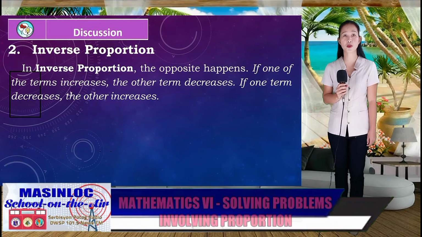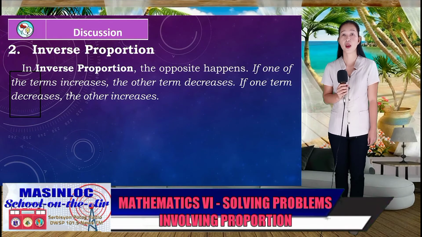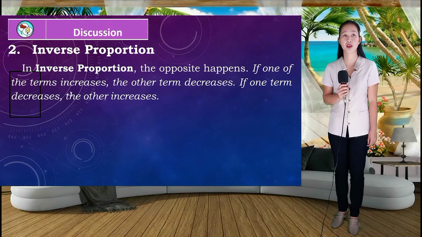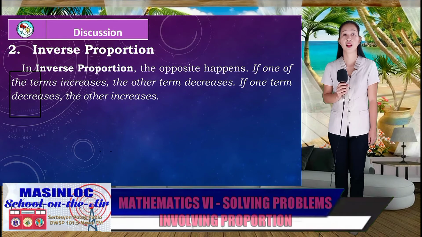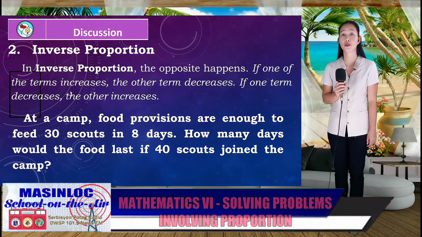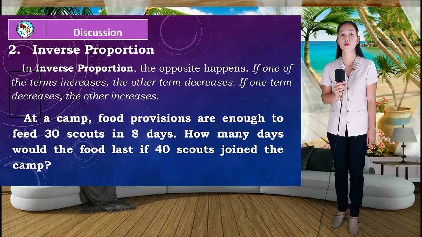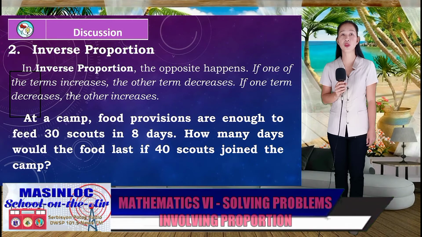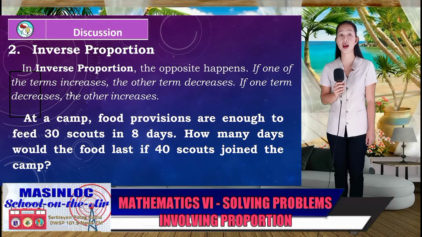In inverse proportion, the opposite happens. If one of the terms increases, the other term decreases. If one term decreases, the other increases. Let us analyze this problem. At a camp, food provisions are enough to feed 30 scouts in 8 days. How many days would the food last if 40 scouts joined the camp?